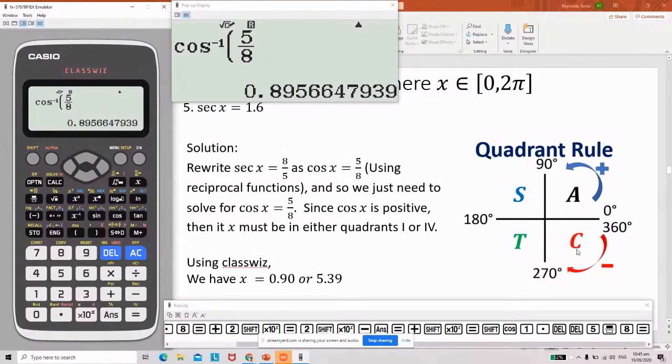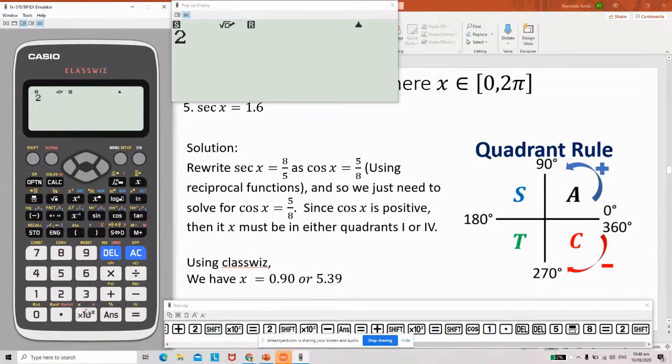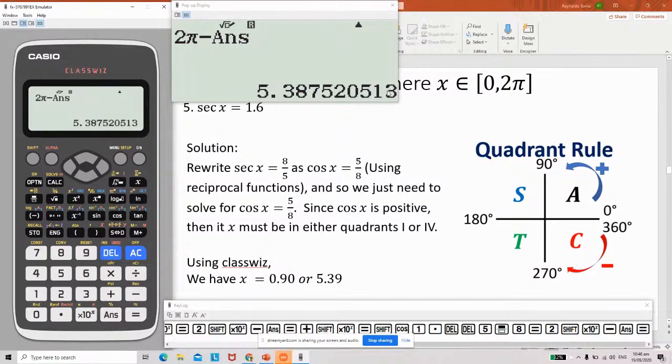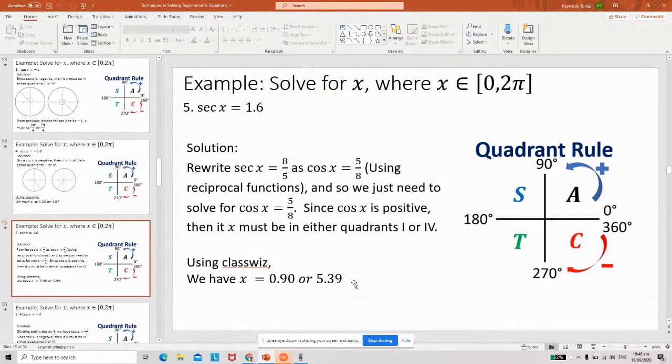Kailangan natin yung nasa fourth quadrant. How do we get the angle in the fourth quadrant again? Lahat ng angle sa first quadrant is the reference angle. So, to get the angle in the fourth quadrant, we subtract this reference angle from 2 pi. So, 2 shift pi minus the answer equals 5.3875. If we round this off to 2 decimal places, it is 5.39. Okay po ba? So, let's proceed to the last example for the quadrant rule.